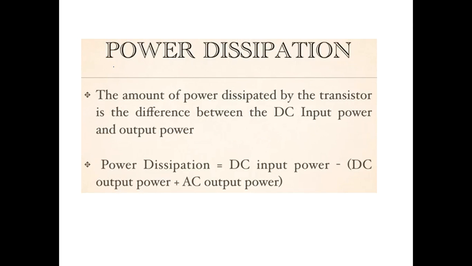All right. Then the next important parameter is power dissipation. The amount of power dissipated by a particular transistor is the difference between DC input power and output power. So how do we define it in terms of an expression? The power dissipation is the DC input power minus the output power, where the output power is a summation of DC output power plus AC output power, because it's an RMS value. So obviously it's a combination of DC output power plus AC output power.